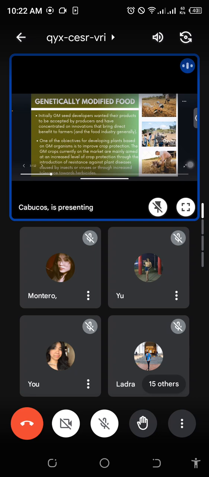One of the objectives for developing plants based on GM organisms is to improve crop production. The GM crops currently on the market are mainly aimed at an increased level of crop production through the introduction of resistance against plant disease caused by insects or viruses, or through increased tolerance towards herbicides.